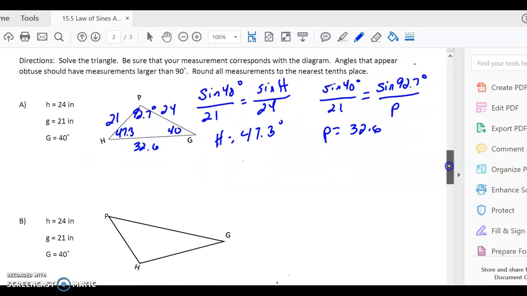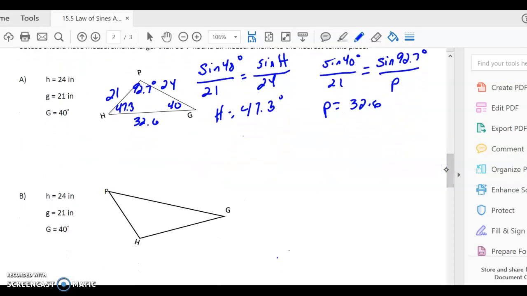Now if we go down and do the same problem below, one thing that's going to start off the same is we know g is 40, and we know little g is 21, and we know this is 24. But the key is we're going to have basically some of the same work above. So rather than rewrite it, I'm just going to highlight it.